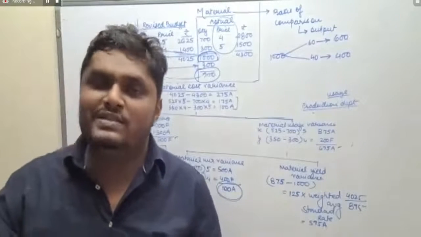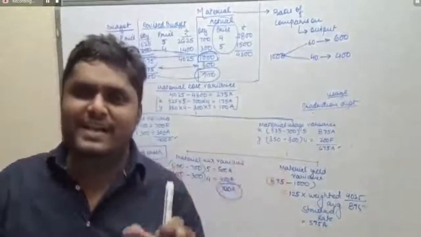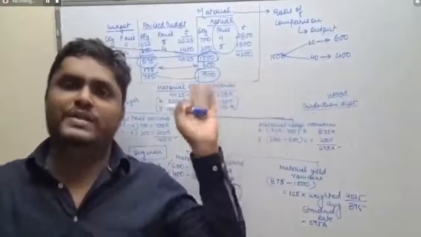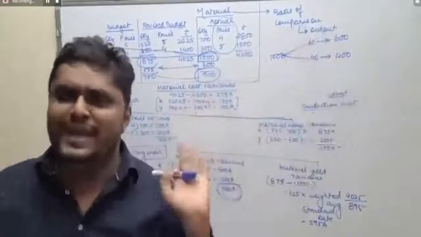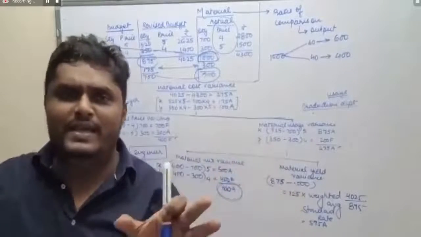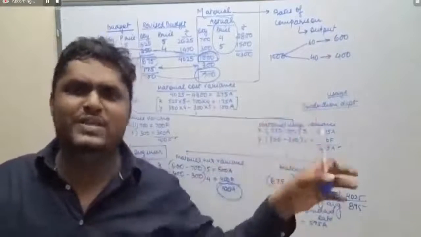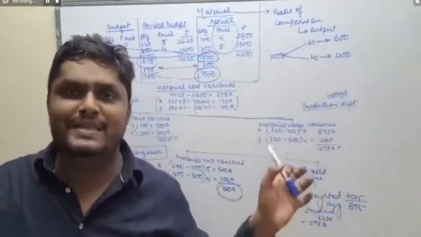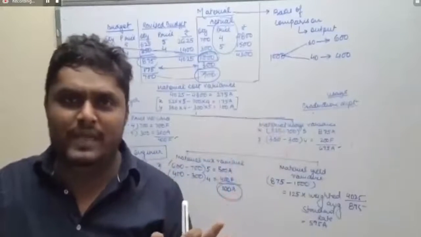So Kamal, I have considered each and every element, whether it is normal loss or otherwise, and we can show it separately also. In all the ways you can calculate. There is one more way to calculate material yield variance, but better follow the best and simplest approach to calculate material yield variance. And this is the best and the simplest approach to calculate material yield variance.